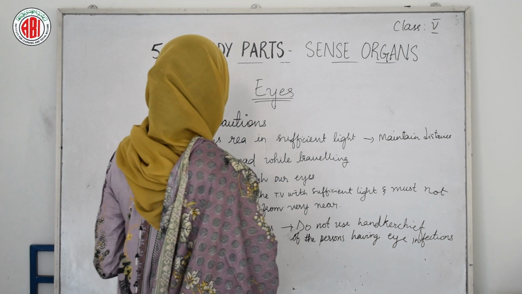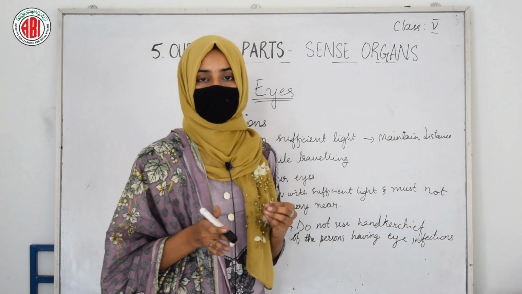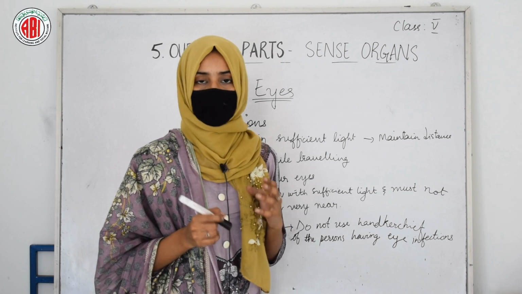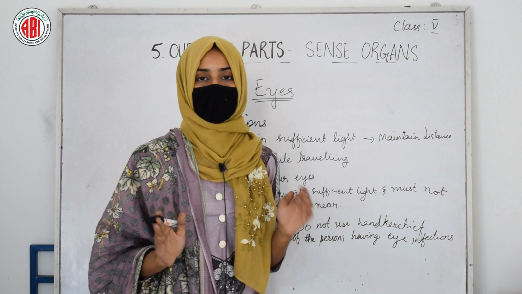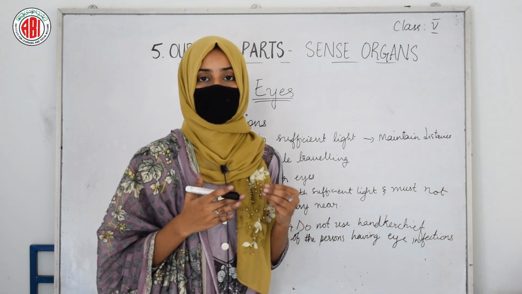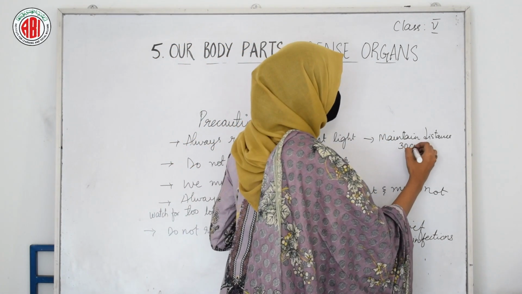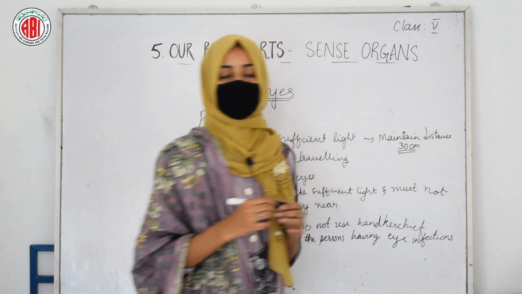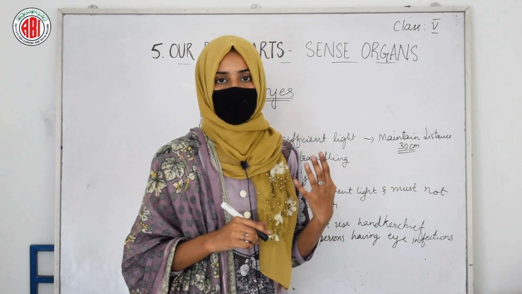Always read in sufficient light. Whenever you are sitting to read any book, you should be sure that a sufficient amount of light is present in your room, and between you and your book there should be some distance maintained, and that distance should be at least 30 centimeters. So you should maintain at least 30 centimeters distance between you and your book.